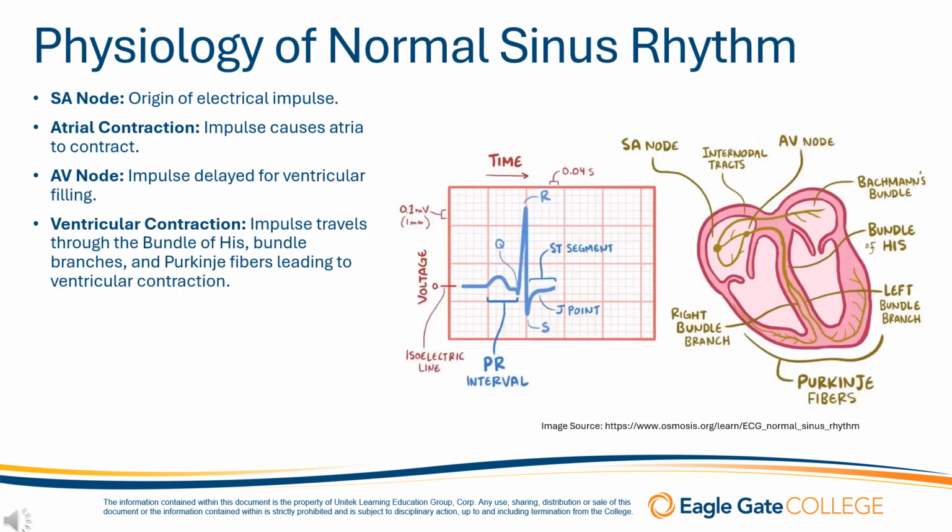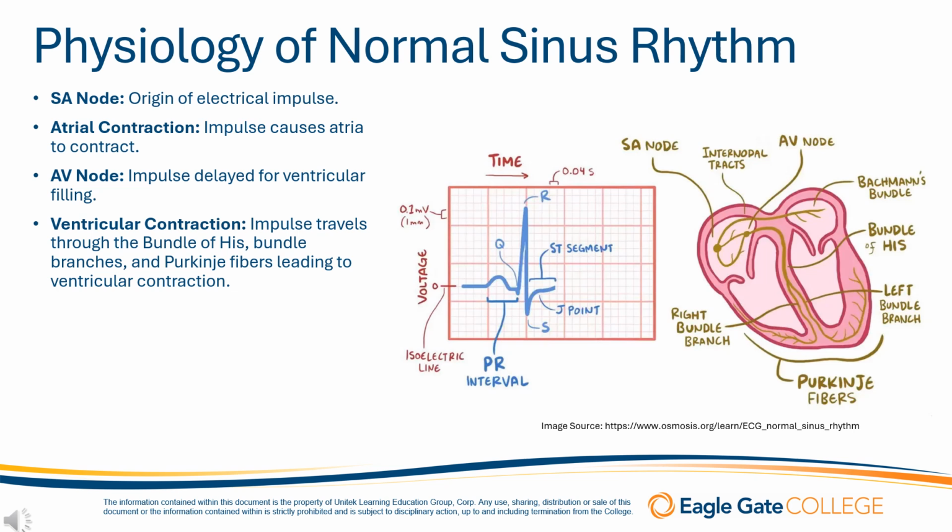Now let's look at the physiology that causes a normal sinus rhythm. Understanding the pathway of electrical impulses through the heart and their effects on cardiac function is crucial for understanding how normal sinus rhythm is maintained and why it is so important for efficient cardiac performance.